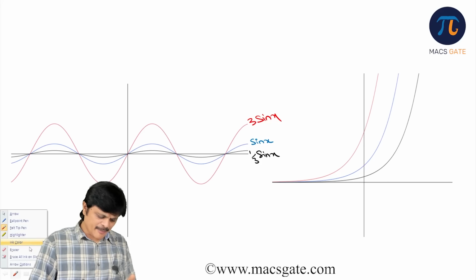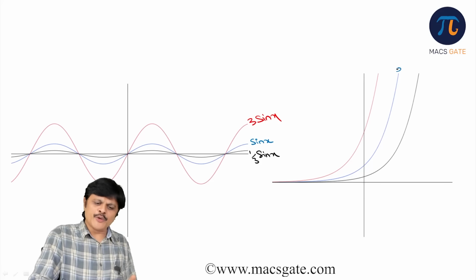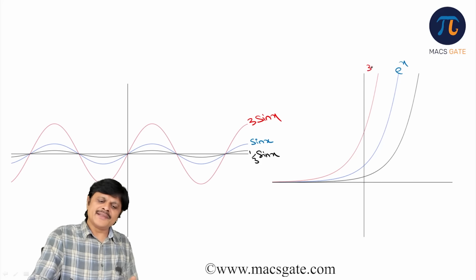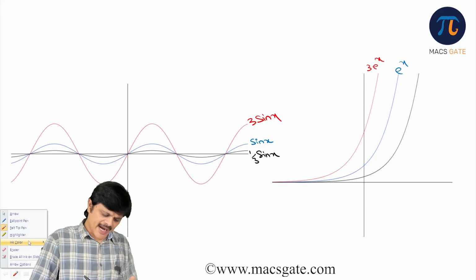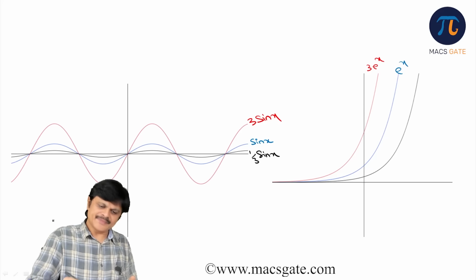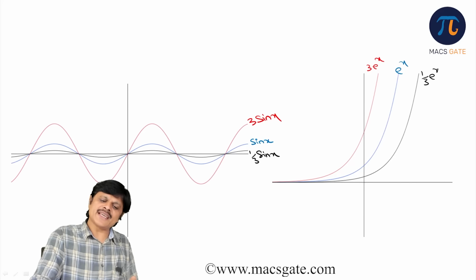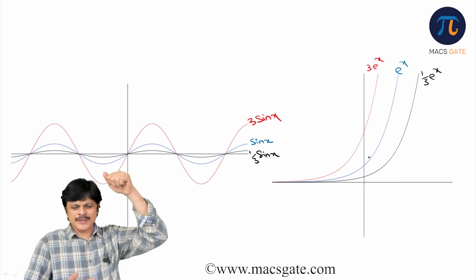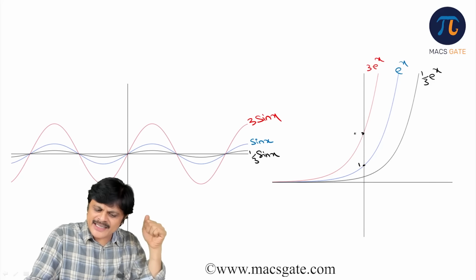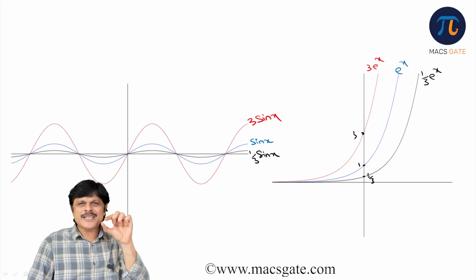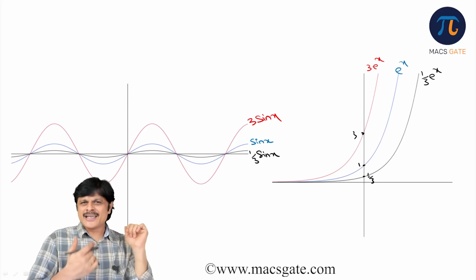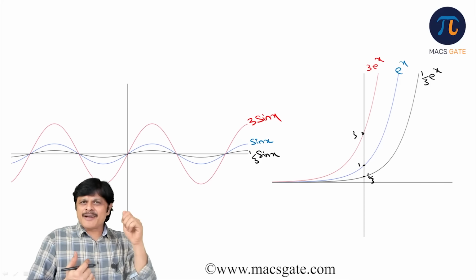Same thing we can write for e power x also. The blue one is e power x. The red one is 3 into e power x. And the black one is 1 by 3 times e power x. So 3 into e power x is stretched by 3 units because it is 1, sir, it is 3, and if you see this is 1 by 3. Compressed by factor 1 by 3, like that. So this is about vertical stretch and vertical compression.